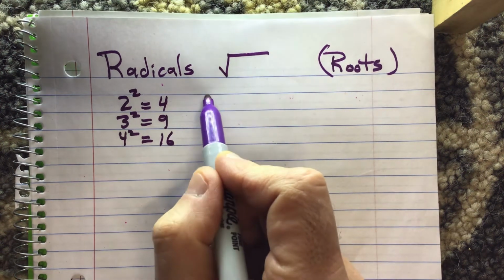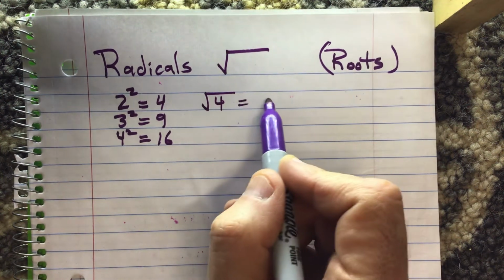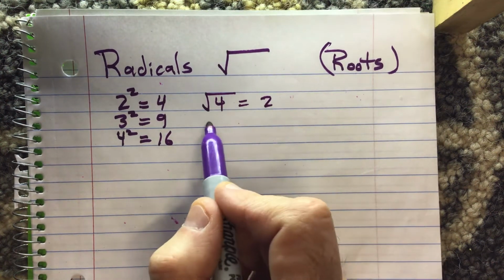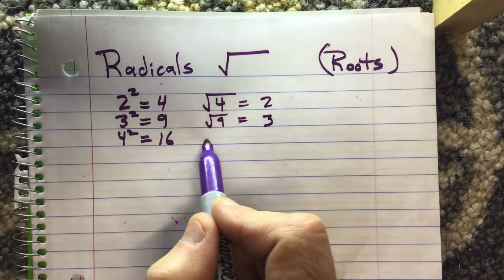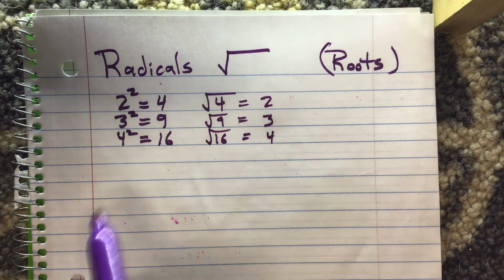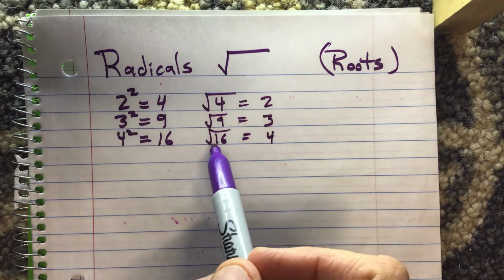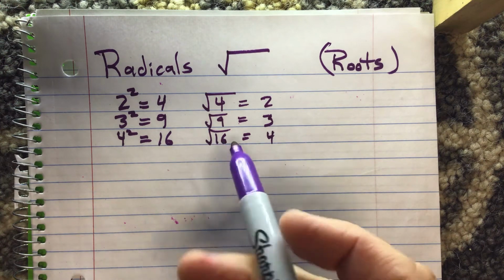So in this case, the square root of 4, so we're working backwards, is 2, because 2 times 2 is 4. Square root of 9 is 3, because 3 times 3 is 9. Square root of 16 is 4, because 4 times 4 is 16. So they're working backwards. The opposite of squaring it is taking the square root, or the opposite of raising it to a power is taking the root of that power.